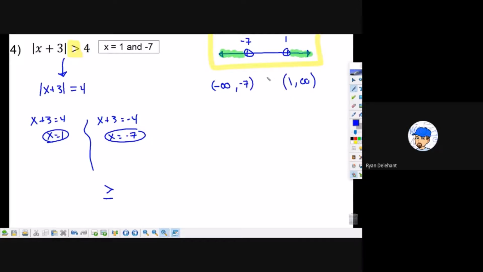Neither one of those gets included. And then we put a U in between them: this interval and that one. This answer in interval notation means the same thing as the picture.